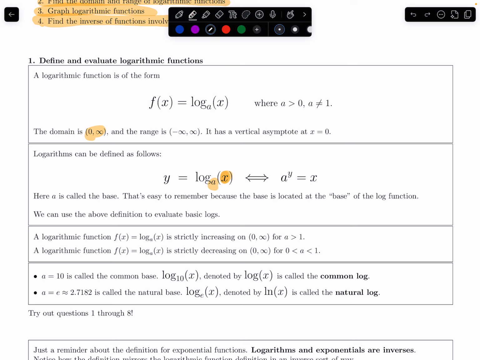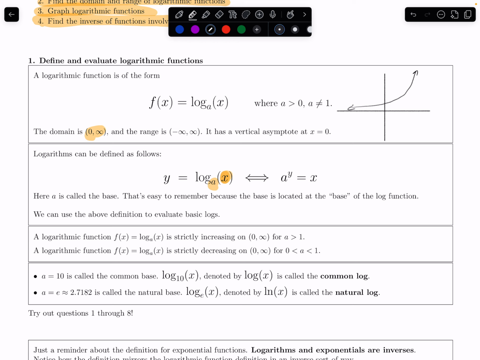Let me just remind you real quick of the exponential function, how it looks. We talked about this last time, right? Remember the exponential function from last class? It's got one of two forms, right? If you have a base that is bigger than 1, then it looks something like this, right?